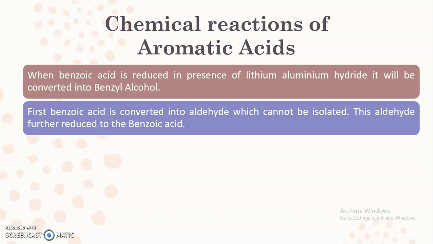So the carboxylic acid functional group is converted into the alcoholic functional group. Exactly opposite, if we perform the oxidation of benzyl alcohol, first the alcoholic functional group is converted into the aldehydic functional group, and the aldehydic functional group is further converted into the carboxylic acid functional group. So it is exactly the reverse of the oxidation of benzyl alcohol, where benzoic acid is first converted into the aldehyde, that is benzaldehyde is formed. This benzaldehyde, we are not going to isolate, and further this aldehyde is reduced to the benzyl alcohol.